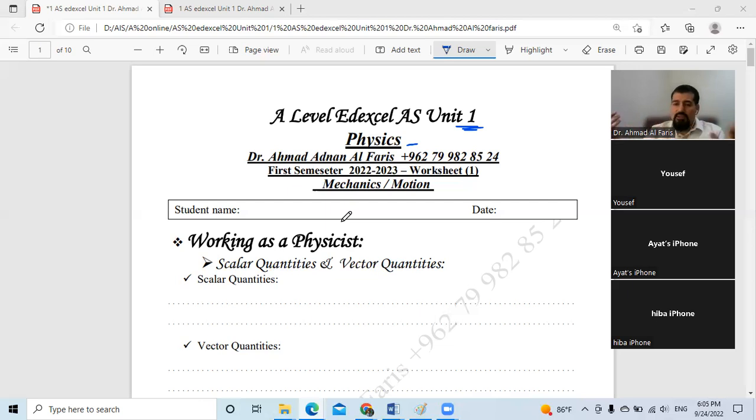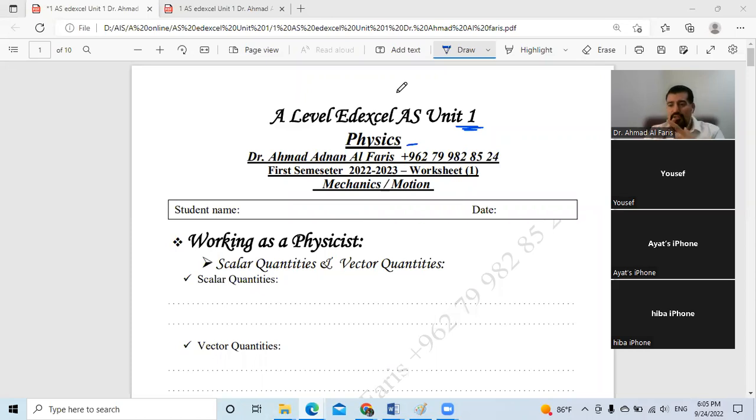Now, what are the main things in the unit? We have two main blocks in Unit 1: general physics, mechanics, and solid and fluid. The first topic, and the second topic. We have two topics here, general physics and solid state with the fluids.